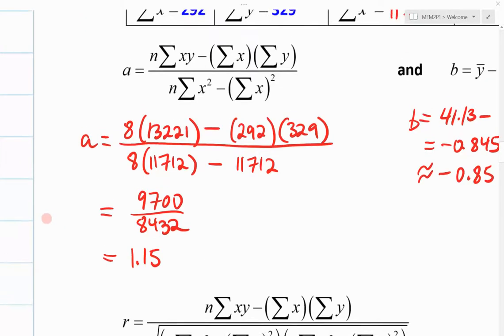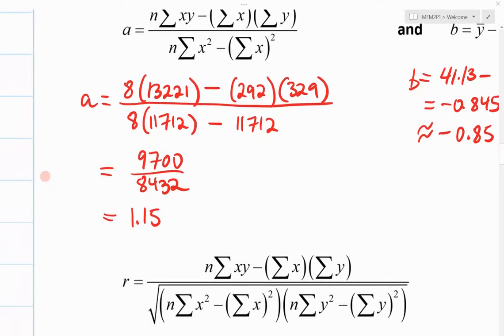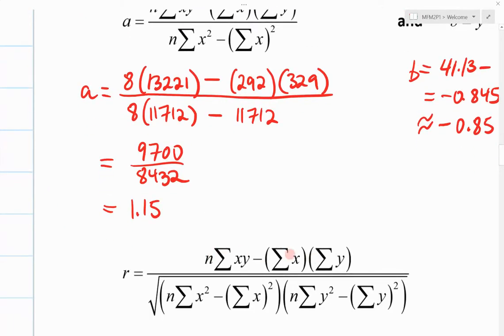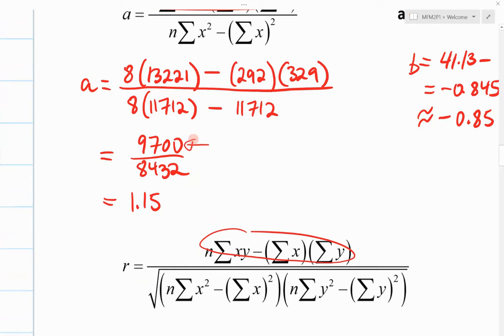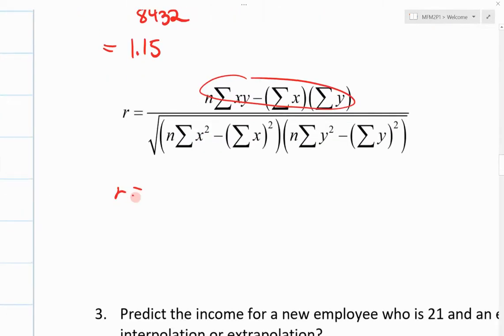Now, the first part, we already calculated this. This top part is the same as the formula for the slope. So I'm going to reuse that number, 9,700. So let's write that here. So R equals 9,700. Now what I have to do is calculate the bottom part.